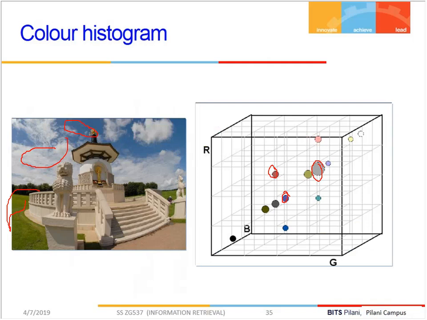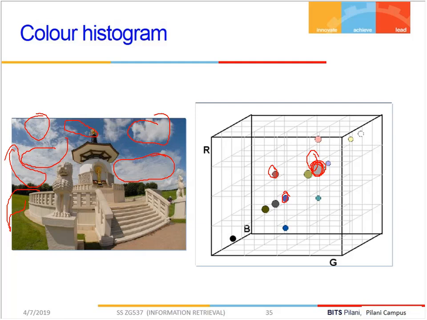And the size of this circle, the size of this ball, represents the number of pixels in that color. Since many portions of this image are gray because of too much cloudy weather, the gray ball size is more than the remaining balls, because the gray ball has more pixels than the other balls. So the size of the circle represents the number of pixels in that color.